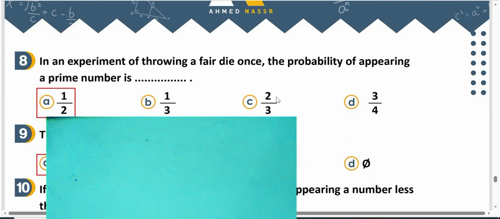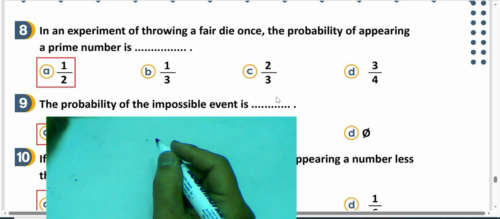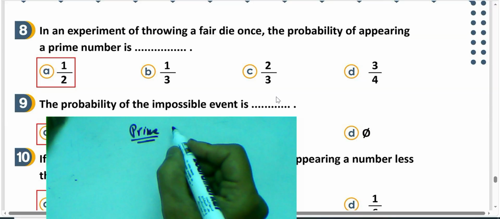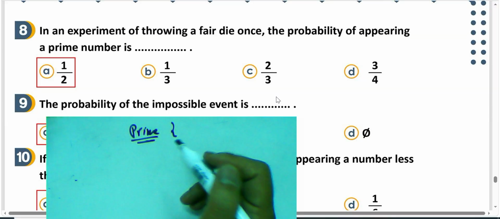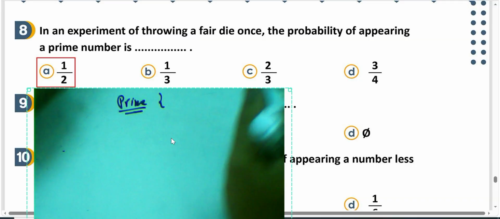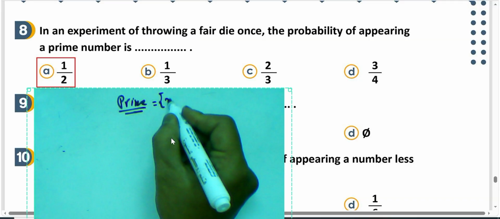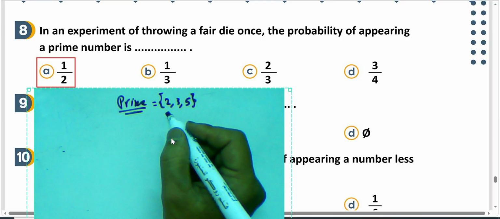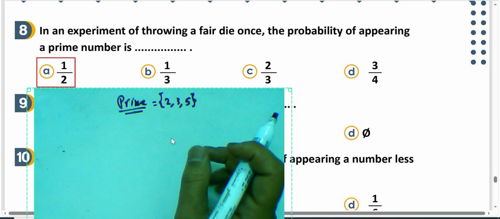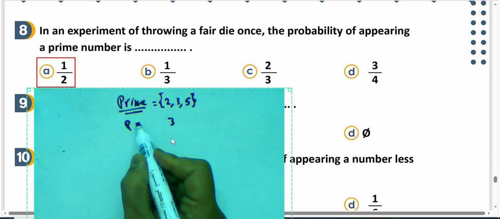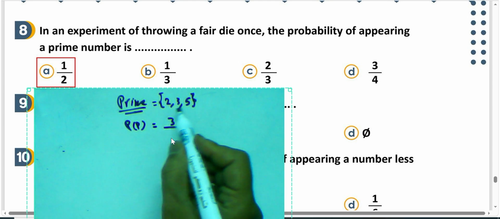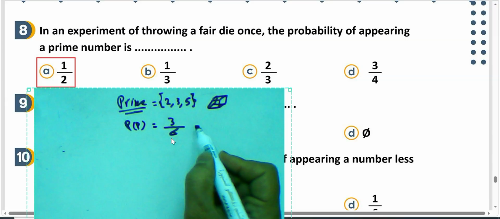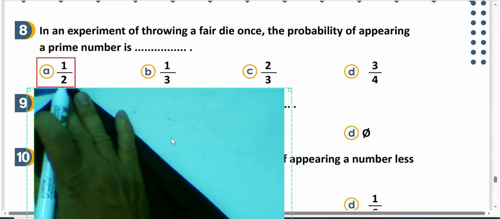Next question. An experiment shows the probability of appearing prime numbers. We know a prime number has 2 factors only. This number can be divided by itself and 1. We know prime numbers like 2, 3 and 5. We call it a prime number because each prime number has only two factors, it can be divided by itself and one only, like 2, 3, 5. So we have 3 digits. The probability of prime numbers is equivalent to 3 over the total number 6, because the die has 6 digits. Then the result will be 3 over 6, which is 1 over 2.